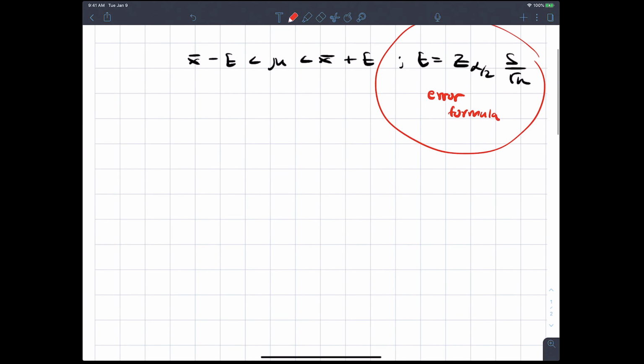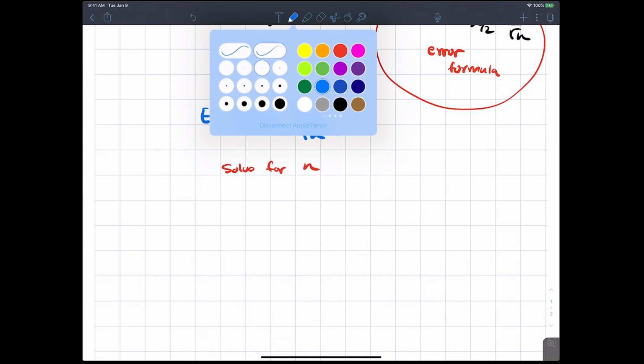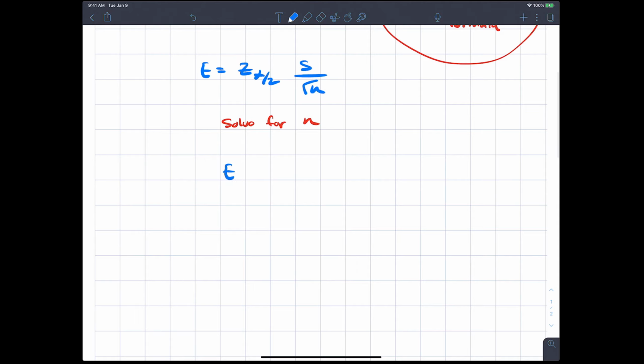In order to do that, let's go back and look at our error formula. Here's the error: z alpha over 2 times s over the square root of n. Now, I'm going to use some algebra to solve for n. We get the error is z alpha over 2 times s over the square root of n. We're going to divide both sides by z alpha over 2, and you notice my z alpha over 2's cancel.